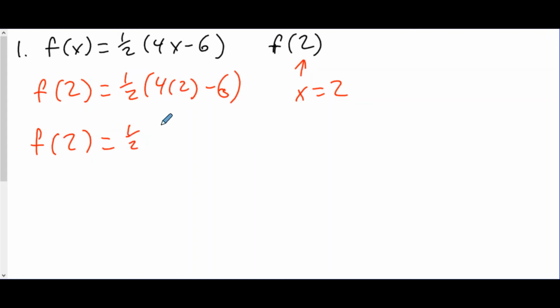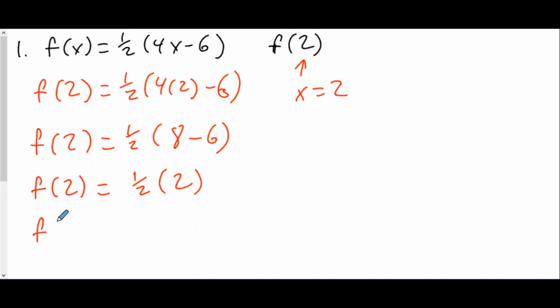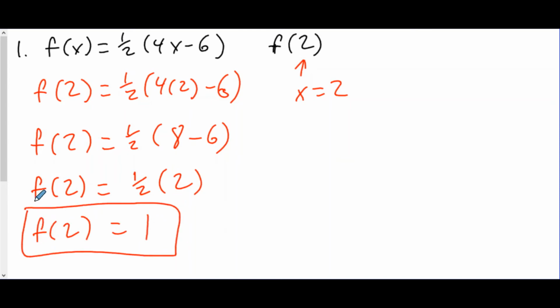So I have 1/2 times (8 minus 6). Again, keep that first part. Next, I do my subtraction. So it becomes 1/2 of 2, since 8 minus 6 is 2. And then 1/2 of 2 is just 1. So this whole thing is my answer.